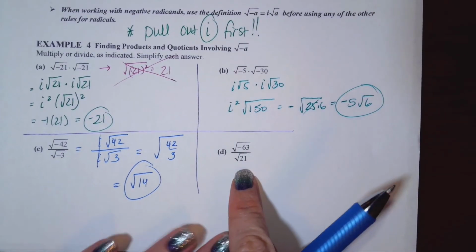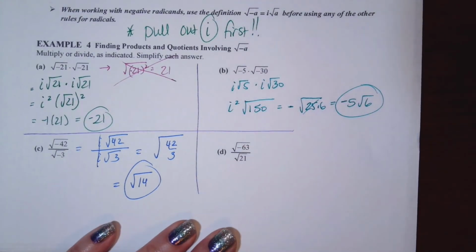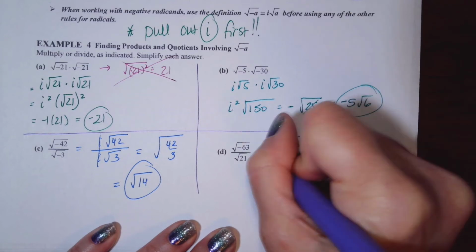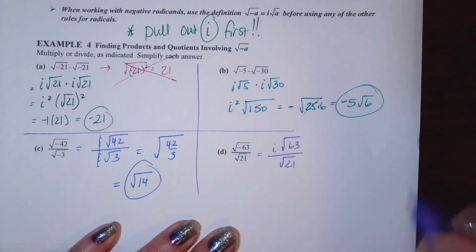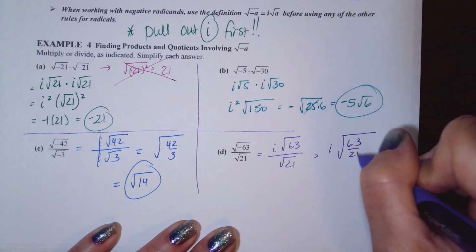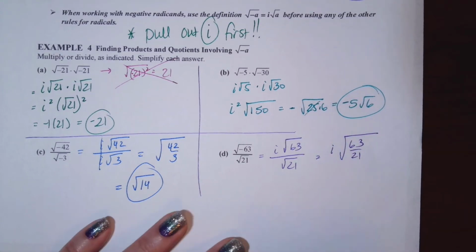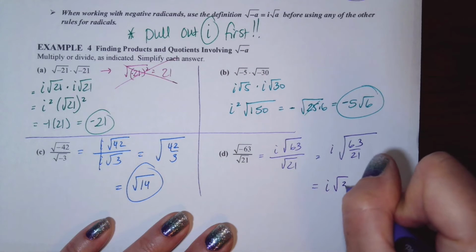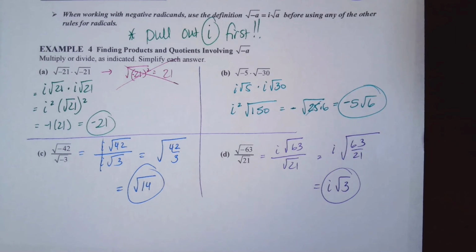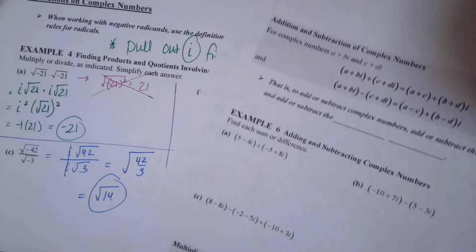Right here, same thing. I need to start by taking care of the i first. And then I can look at it as a single radical. 63 divided by 21 is 3. So I have i square root of 3. Order matters as we are simplifying. Alright, we are flying right through.